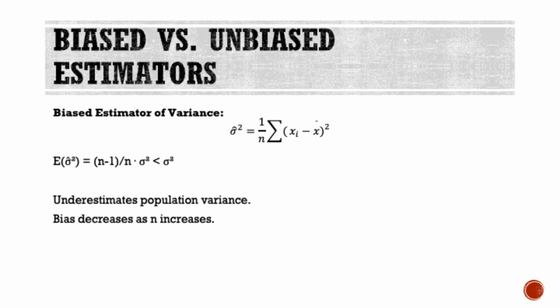The biased estimator of variance divides by n. Its expected value is n-1 over n times sigma squared, which is less than sigma squared. This means it systematically underestimates the population variance. The bias decreases as sample size increases.